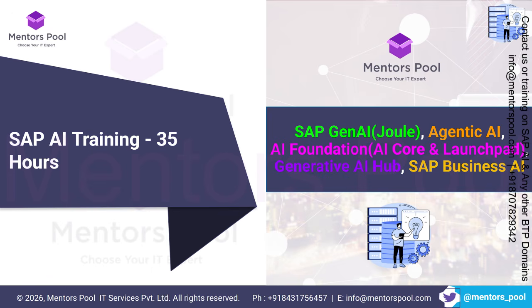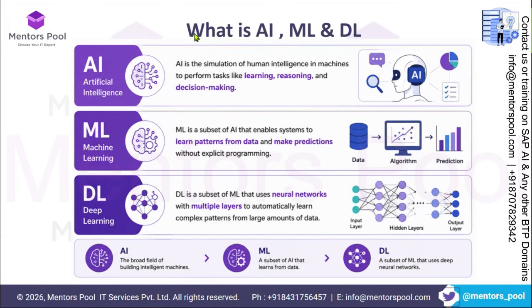Let's get started with today's plan. So what is AI and what is machine learning? Let's not talk about this theory; if you want, you can just read it. AI is just the simulation of human intelligence in machines. ML is a subset of AI that enables a system to learn patterns and then make predictions.